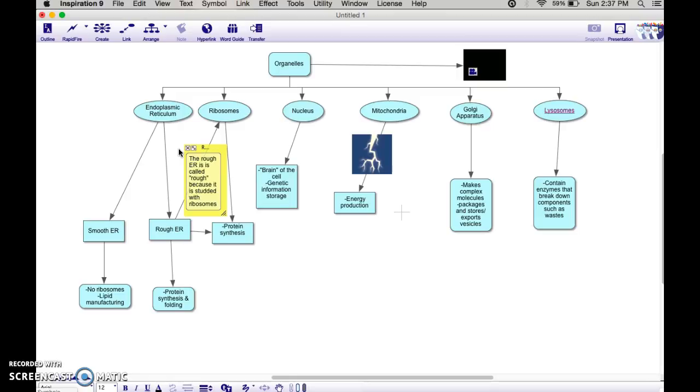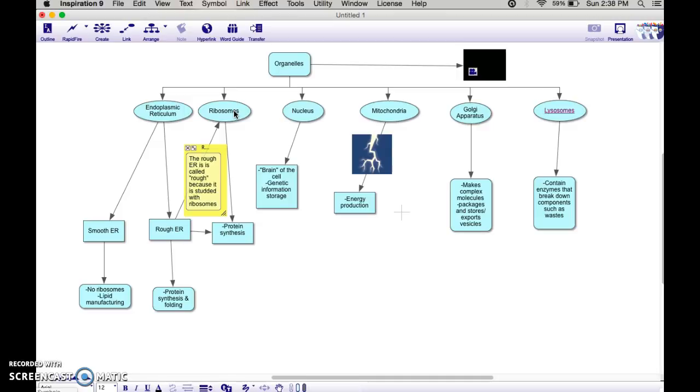The rough ER is studded with things called ribosomes. I made a note of this here, which are a separate organelle. So the endoplasmic reticulum is an organelle, and the ribosomes are organelles, all in and of themselves. They're separate things that work together, and that's what I want you to take away from this: all of these are separate entities that work together to sustain life.